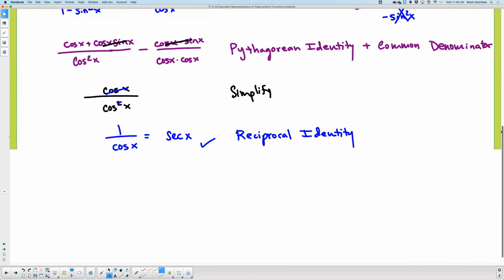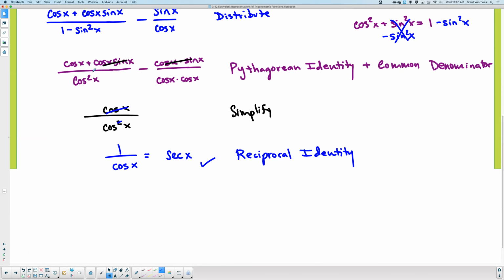Okay, let me go back up here. No, these two cancel each other out and those become a 0. So it's cosine plus 0, which is just cosine. These two are opposites. I'm adding a cosine times a sine. I'm subtracting a cosine times a sine. So those two are opposites. They could combine because I now have a common denominator. And so those were opposites. They canceled out. And that's how we got that identity.